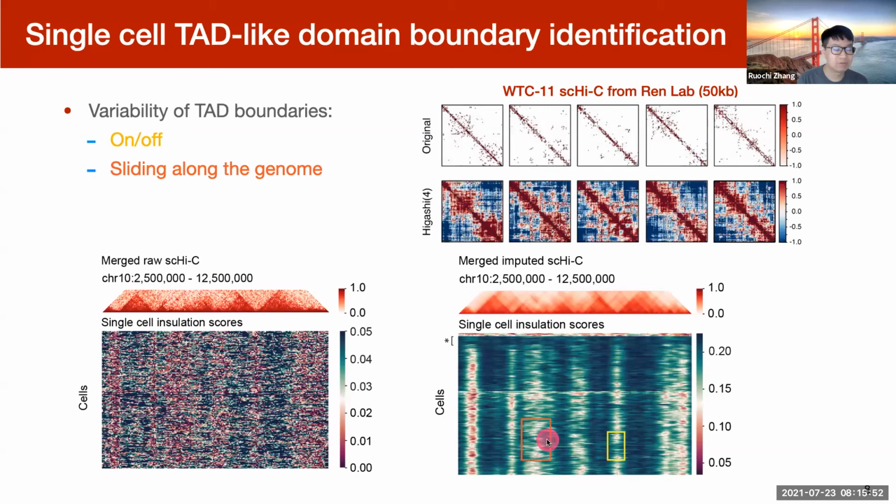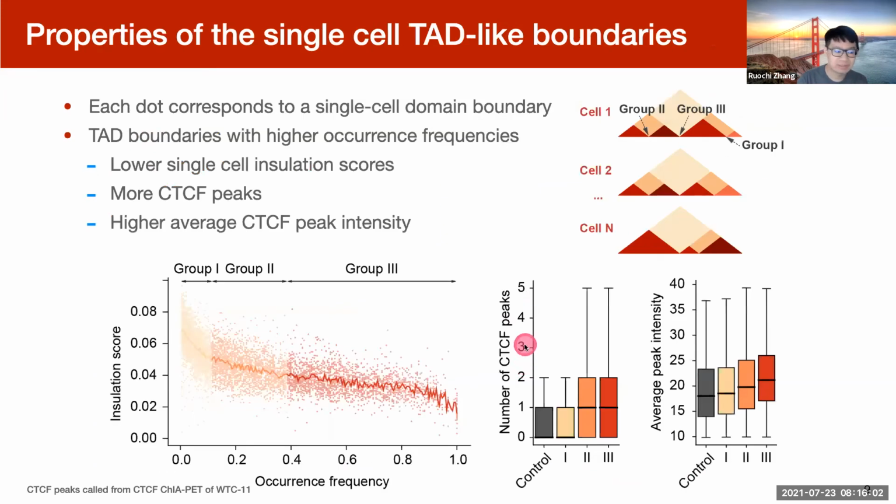So after observing the existence of the domain boundary variability, we then analyzed if such variability would correlate with other signals. So first, based on the occurrence frequency, we grouped the single-cell domain boundaries into 3 groups, group 1, 2, and 3, where group 3 are boundaries that appear in a large fraction of the cells, and group 1 are boundaries that appear only in a small fraction of the cells.